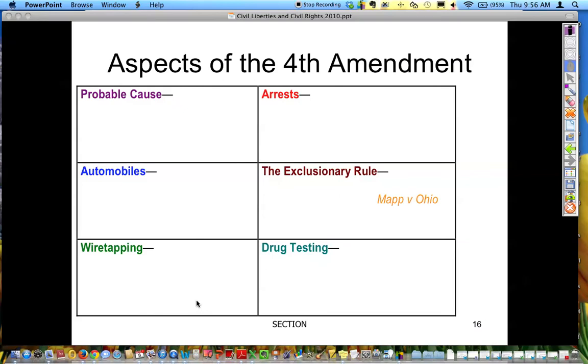These are areas that are considered search and seizure areas. Does the police have probable cause? How can you search an automobile? What about wiretapping or taping people's phone conversations or using that evidence without the other person knowing? Is that legal or not? What defines illegal search and seizure? How is a person arrested? Were they read their rights?